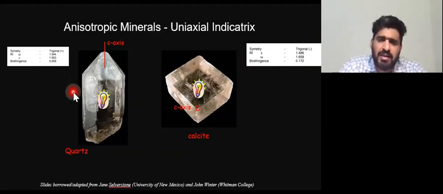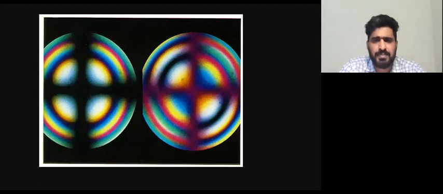Now, we're going to see what an interference figure is. This is how an interference figure looks like. You can see that there is a dark colored cross which is surrounded by nice colorful rings. These are the various parts of a uniaxial interference figure. So we're going to see that first, and we will see what setup we need to make in a petrological microscope to get this interference figure.